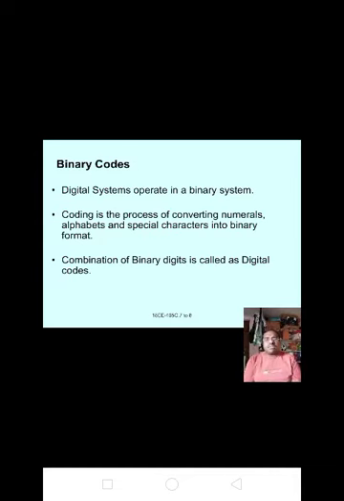Digital systems operate in a binary system. Coding is the process of converting numerals. Please write in your notebook. Coding is the process of converting numerals, alphabets, and special characters into binary format. Okay, have all of you written in your notebook? That is, coding is the process of converting numerals, alphabets, and special characters into binary format. A combination of binary digits is called binary codes.